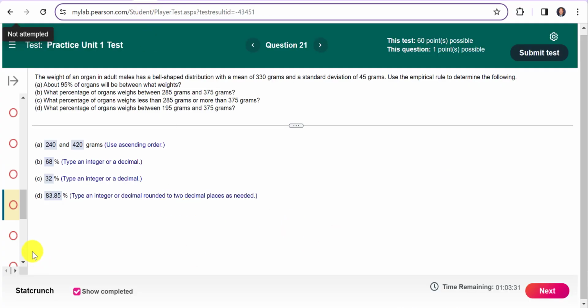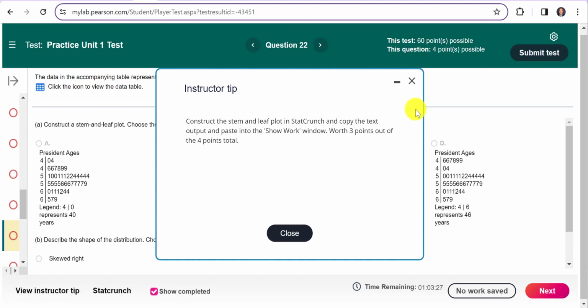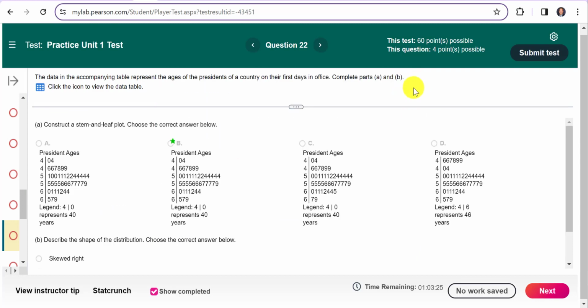Okay. Keep going. Stem and leaf plot. We did this one before. Again, the tricky part here was that one. Be careful right at that. So we already did this one.